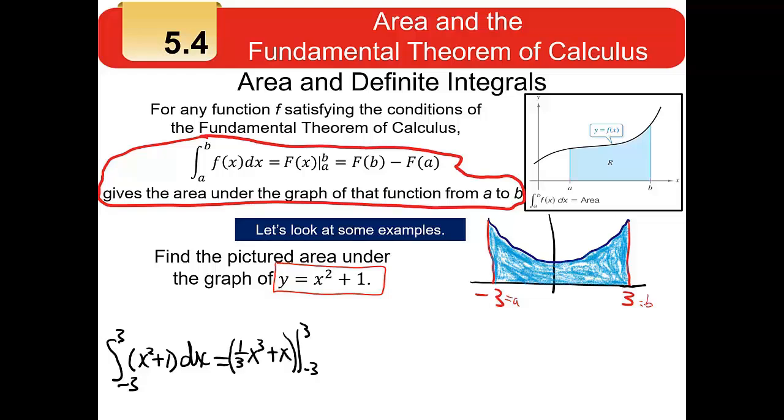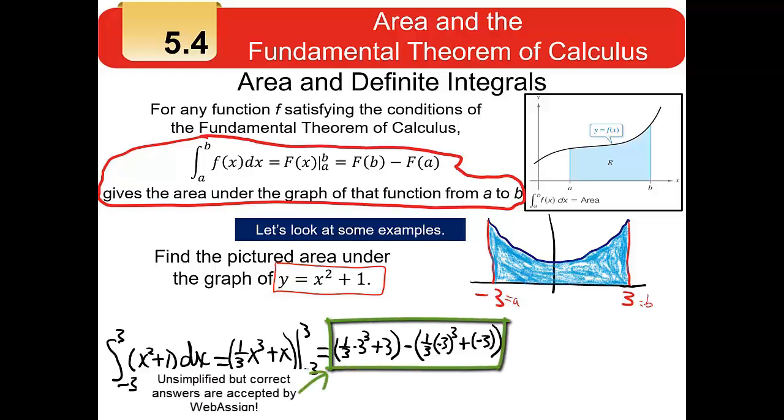That means I take the antiderivative. The antiderivative of x squared is 1/3 x cubed. The antiderivative of 1 is x. Evaluating from -3 to 3 means plugging in the top number, then the bottom number, and then subtracting. The main thing here is being very careful, especially about signs. So when I cube 3, I get 27. When I cube -3, I get -27. Be very careful with the signs here. 1/3 of 27 is 9, and 1/3 of -27 is -9.